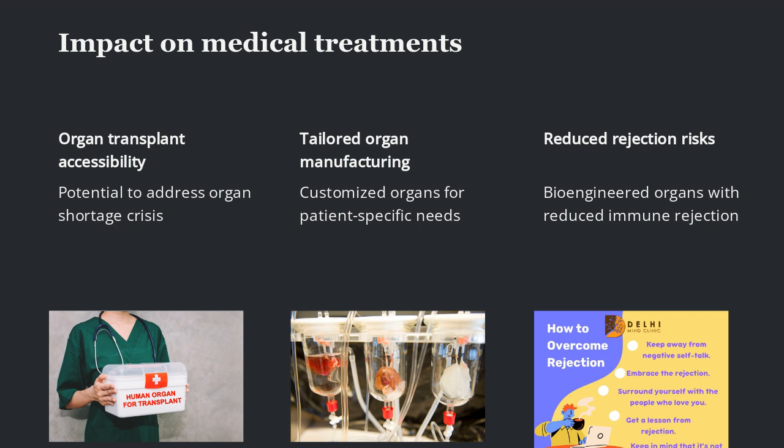Today, let's delve into the potential of 3D printing and bioink for organ production. We're facing an organ shortage crisis, but bioprinting offers a solution. By customizing organs for patient-specific needs, we can drastically improve organ transplant accessibility. Additionally, bioengineered organs have the potential to reduce immune rejection risks, leading to more successful transplants. The impact on medical treatments is immense, as this innovation brings hope for a future where organ shortages are a thing of the past.